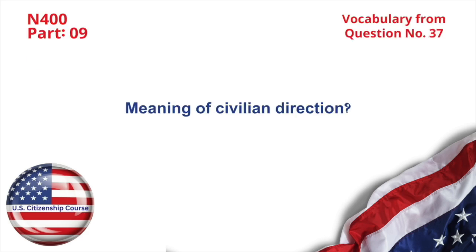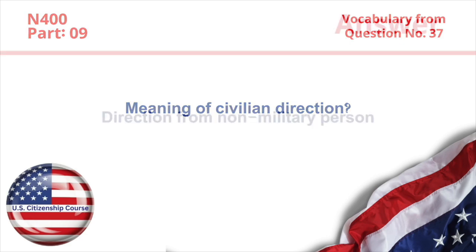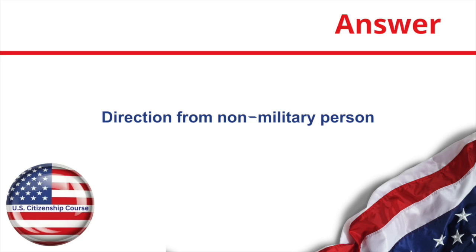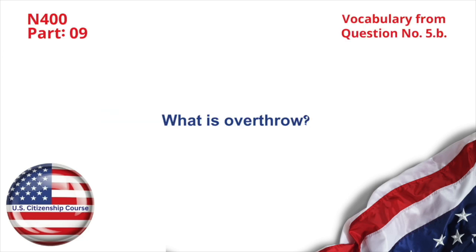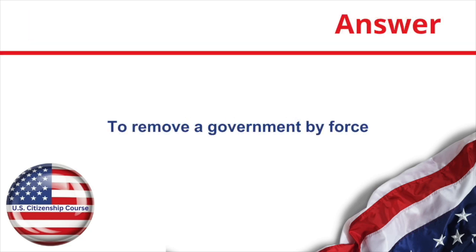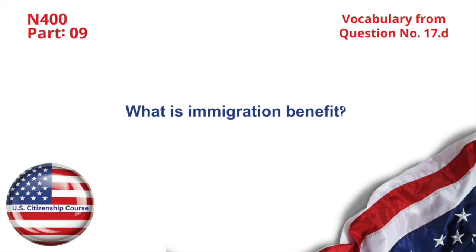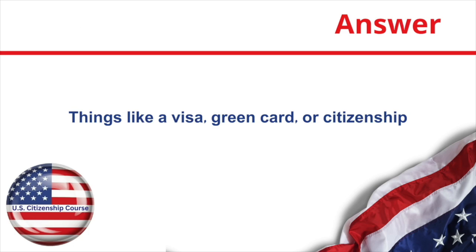Meaning of civilian direction? Direction from non-military person. What is overthrow? To remove a government by force. What is immigration benefit? Things. Like a visa, green card, or citizenship.